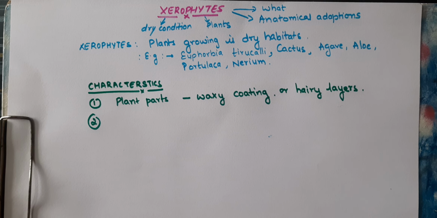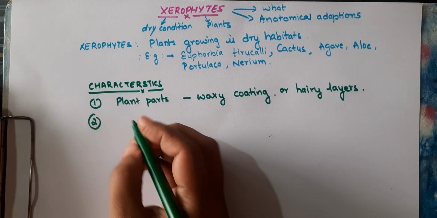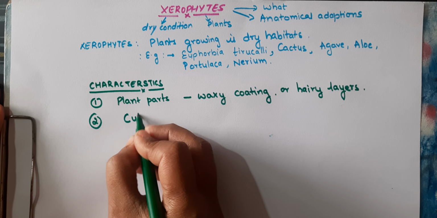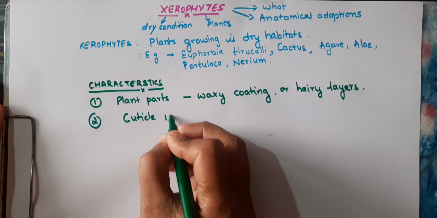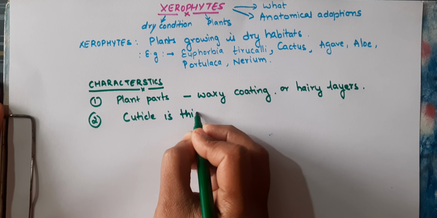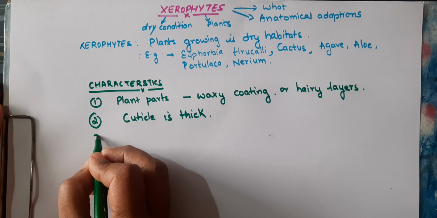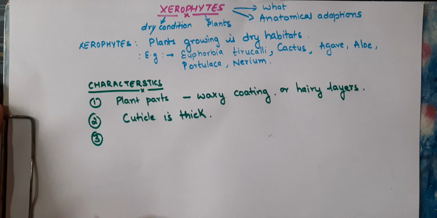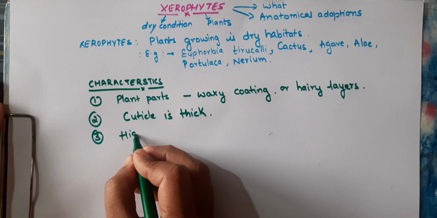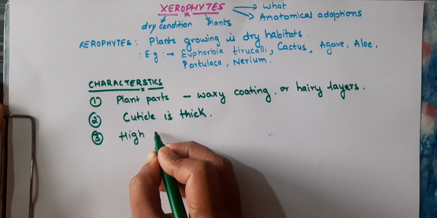The second characteristic of the xerophyte is that there is a thick cuticle. Again, the cuticle is thick. Again, this is a preventive measure to prevent the water loss from the plant tissue, okay. There is high osmotic cell sap pressure.